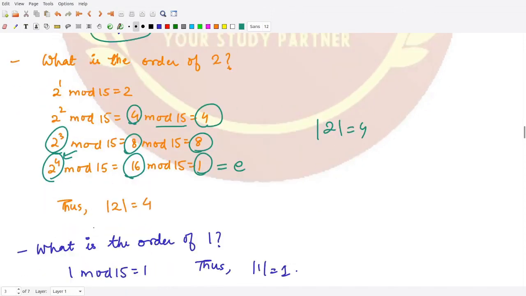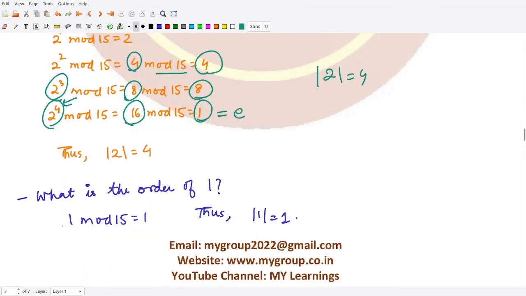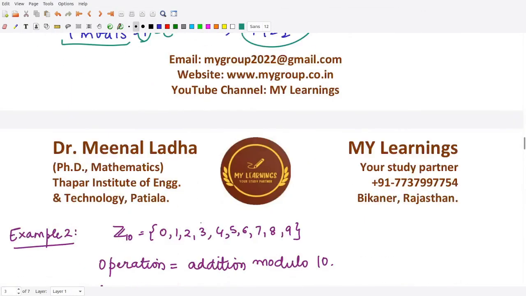And what about the element 1? So here 1 mod 15 is equal to 1. So that means the power 1 here gives you the identity. So that means the order of the element 1 is equal to 1 only, right?